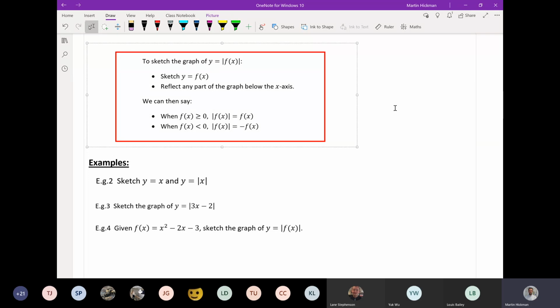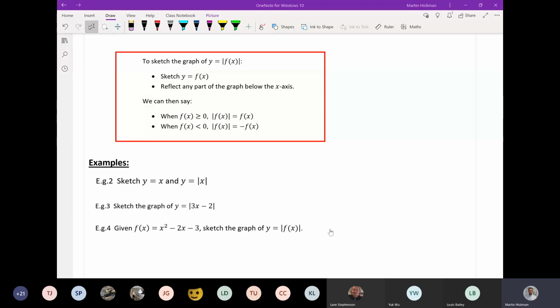Any part of the graph that's below the x-axis gets reflected in that x-axis. That's because when we find the modulus, we just ignore the negative. So we're just going to reflect that, and it's just going to be the positive parts that we put there.